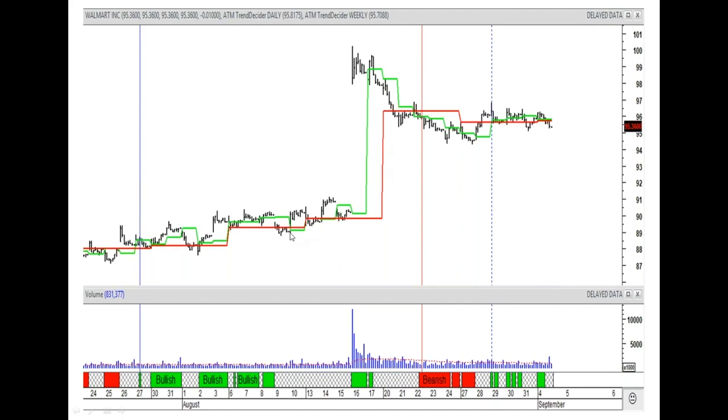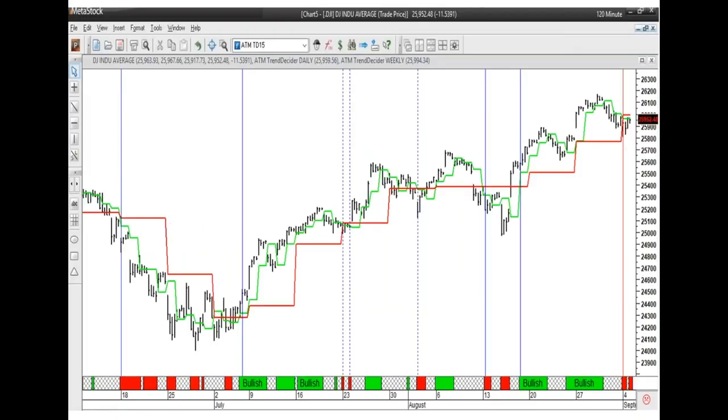Now you may wonder, what about here? The trend decider daily, the green line slipped below the red. Why have I not marked this? First of all, the price needs to close below it. The price did not close below it. Even if it did, the low of that bar was not taken. So you see, it's all handled in. If it's bullish, it's going to stay that way. And when the trend turns, that's where it turns. So it's quite fascinating how it works in terms of performance.